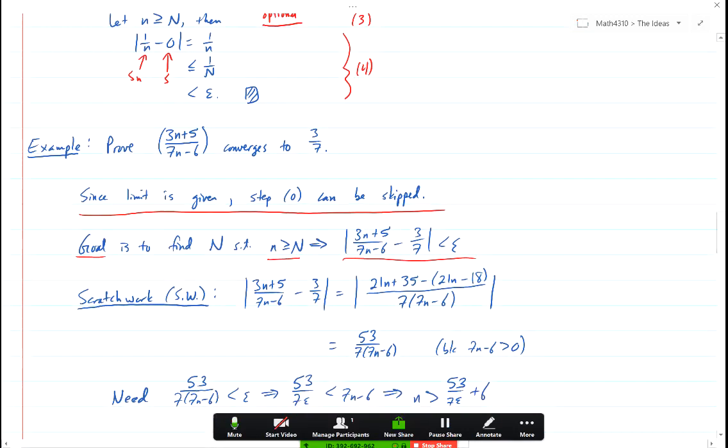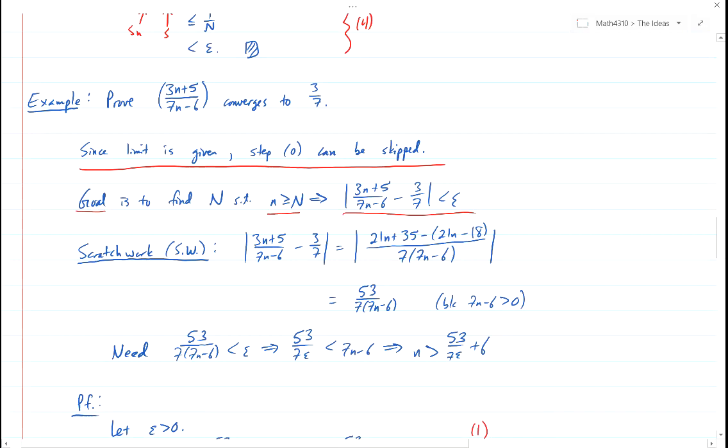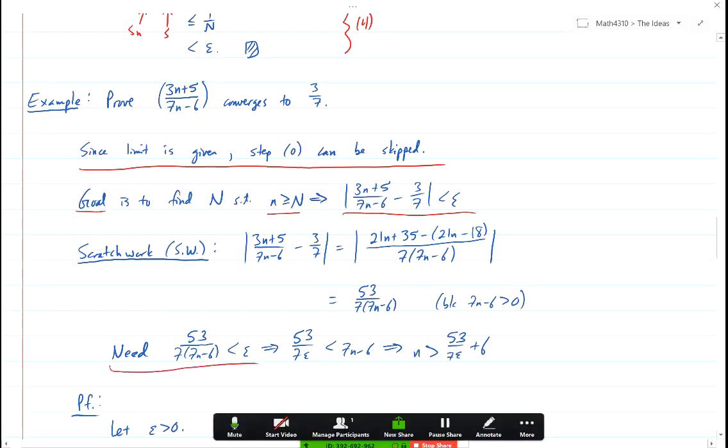So you do a little scratch work and say, well, what does the sequence look like, this difference of terms for this little n? So you go through some algebra. You might pause the recording and look at the steps. I'm not going to spend any time really discussing it. It's algebra. You go through it. What do you see? You see that this difference, you can drop some absolute values and you get 53 over the product of 7 and (7n - 6) in the denominator. And what do you need? You need that ratio to be less than epsilon, right? That's what you're after.